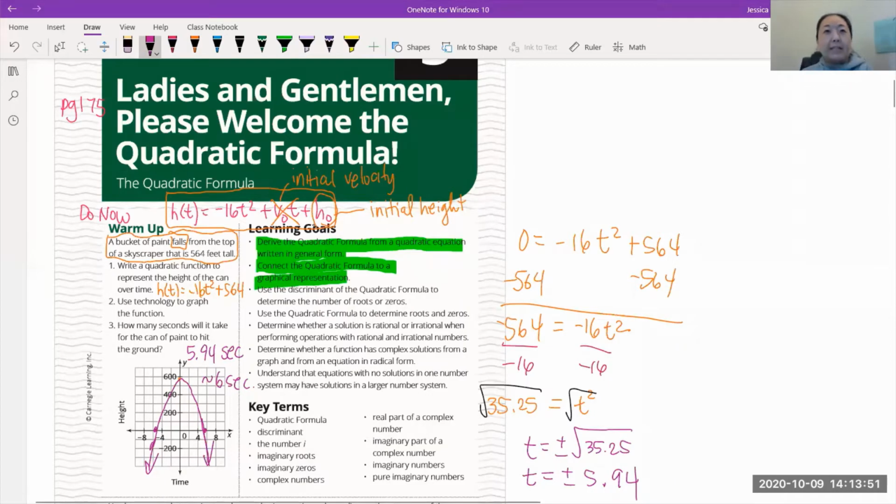Hi, everyone. This is day one of, ladies and gentlemen, please welcome the quadratic formula. So as you can see here, we're going to be learning about the quadratic formula.